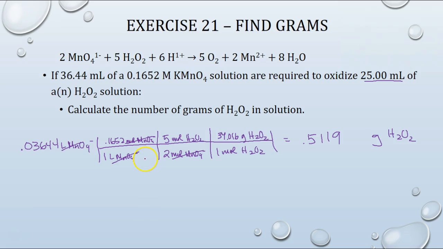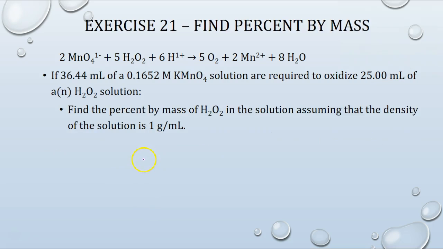Okay, so let's go to the second part. So the second part says, find the percent mass of H2O2 in the solution, assuming that the density of the solution is 1 gram per milliliter. What's really important about this statement is this. I'm comparing this to the 25 mils. What does that mean? If the solution is 1 gram per milliliter and I have 25 mils, it means I have 25 grams of solution.